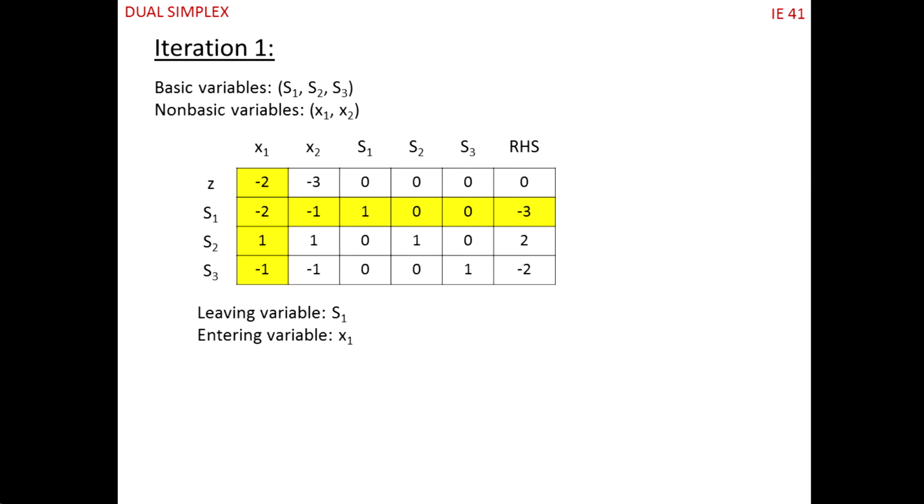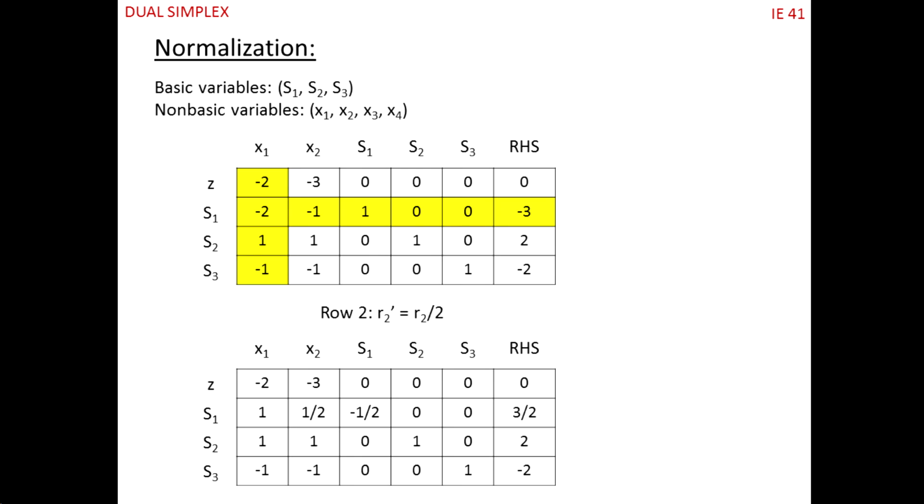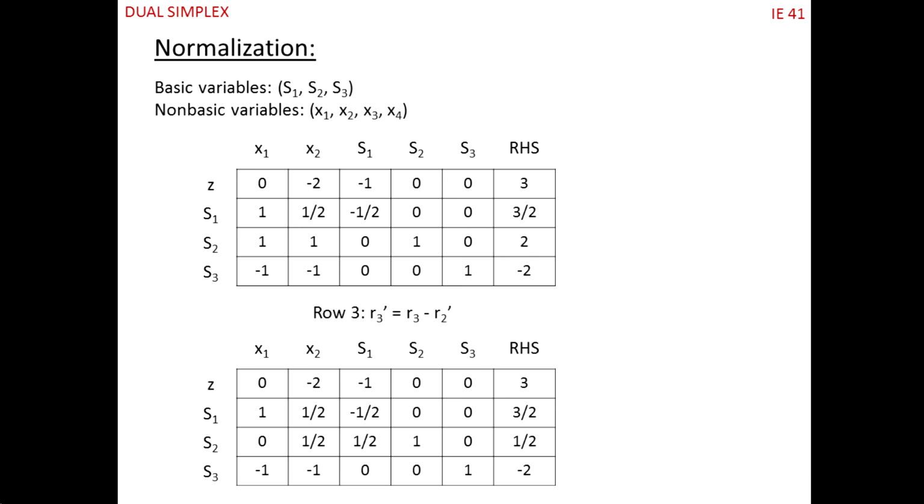Knowing our pivot row and pivot column from the leaving and entering variables respectively, we normalize the tableau using the following Gauss-Jordan row operations. Row 2, R2' = R2 / -2. Row 1, R1' = R1 + 2R2'. Row 3, R3' = R3 - R2'. And row 4, R4' = R4 + R2'.